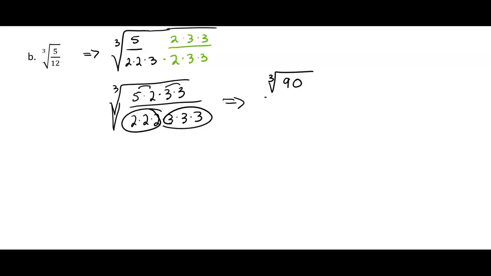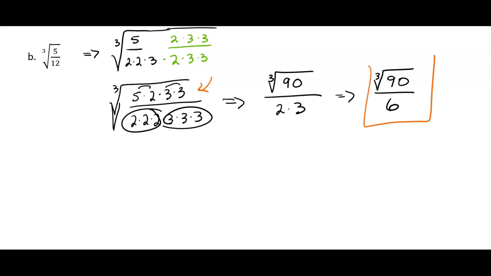Okay, then in the denominator, I have 1 2 and 1 3. So that's going to be the cubed root of 90 over 6. Now you might be asking, well, don't I want to try to break down the 90 and see if I can simplify that? I don't have to. I already know I can't because it already broke down into prime factors of 5, 2, 3, and 3, and there aren't any groups of 3. And so I'm done. That's the answer.